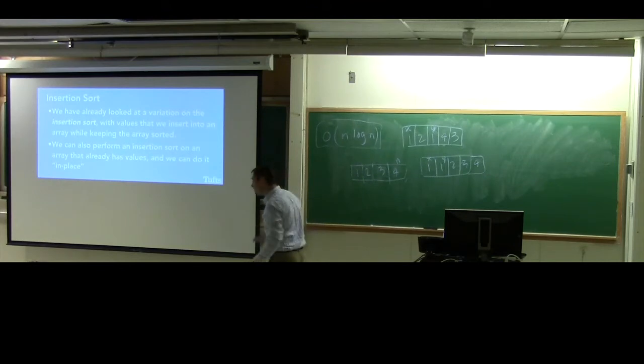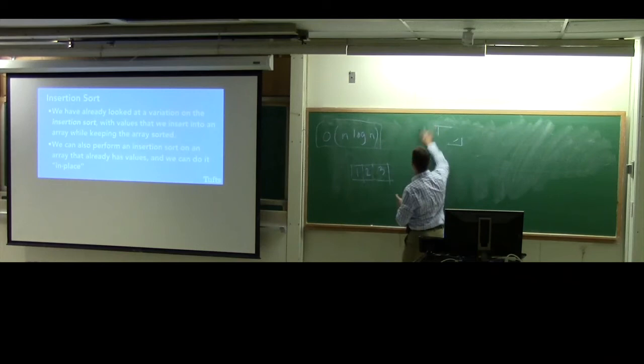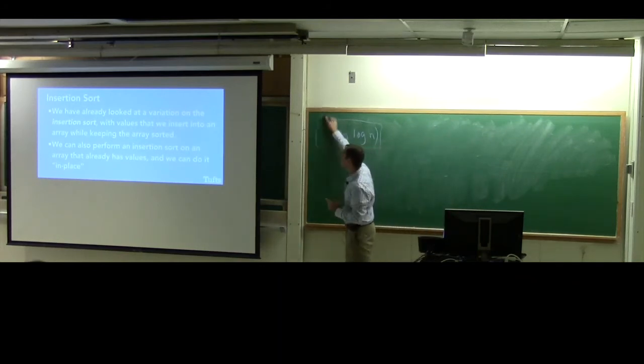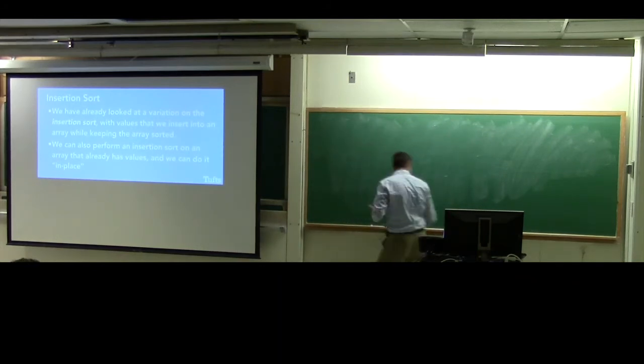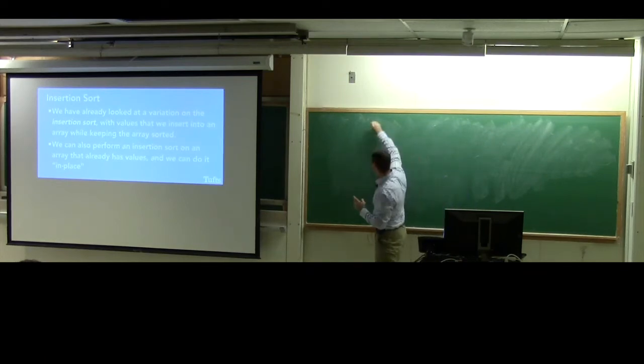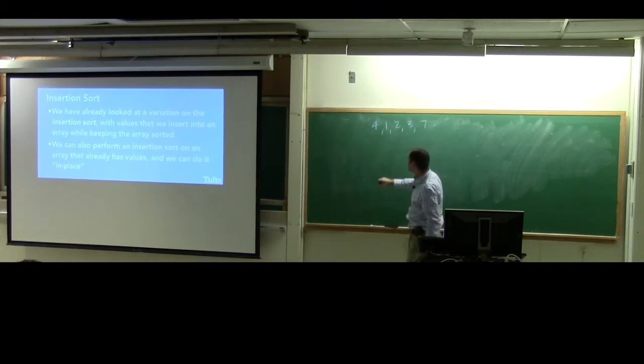The insertion sort. We have already talked a little bit about insertion sorts. We did an insertion sort when we looked at the priority queue list. And what we did was, if we had 4, 1, 2, 3, 7, what did we do to do the insertion sort? Do you remember? How do you put 4 in an array? Where do you put it? Right at the beginning. Okay, and then you put 1 in there. How do you find where 1 needs to go?